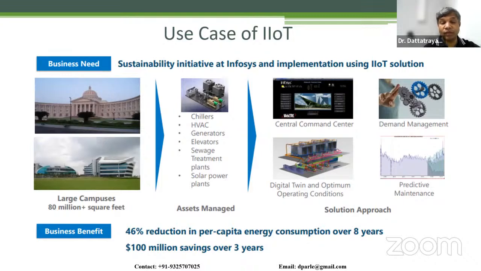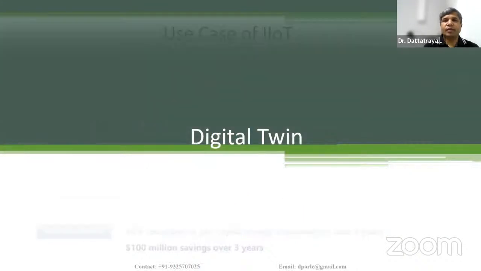So it was useful to do, because over a period of almost 8 years, Infosys realized benefits of almost 46% energy saving, right? And that's a huge amount, leading to probably $100 million saving for the company.